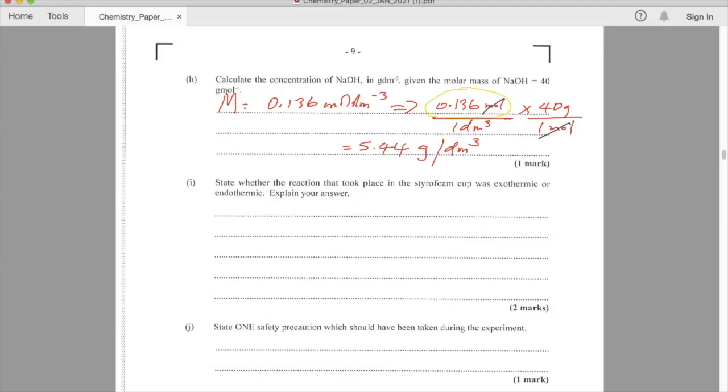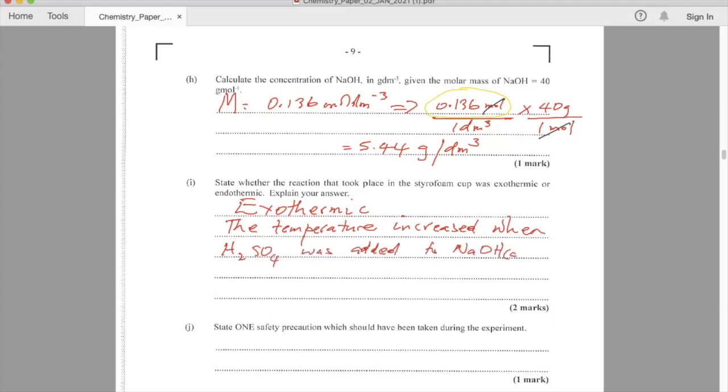All right, so the next part, part I, state whether the reaction that took place in the styrofoam cup was exothermic or endothermic. Now we remembered from earlier on that the temperature increased once the acid was added to the base. The acid was added from the burette to the base in the cup, the temperature increased. So we know that this is an exothermic reaction, because the temperature increased when sulfuric acid was added to sodium hydroxide solution. And not only that, that's a neutralization reaction. Neutralization reactions are exothermic reactions. They release heat energy.